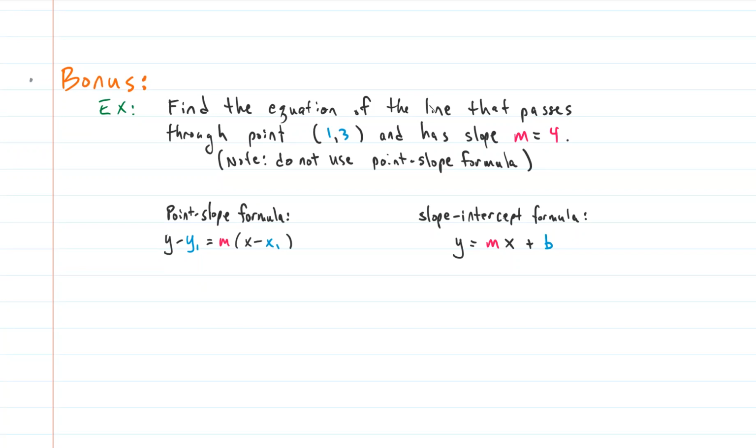Let's do y minus, and we have 3 for our point. 4 is our slope, times x minus the x1, which is 1. Now we have y minus 3 equals 4x minus 4. One more step, add 3 to both sides. And the 3's cancel on the left. And we get y equals 4x minus 1. All right.